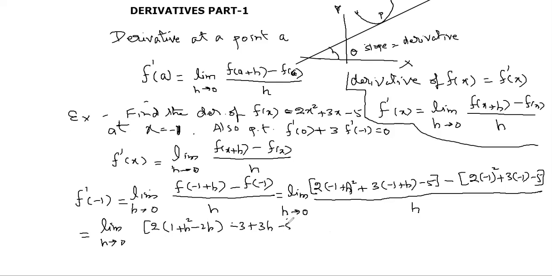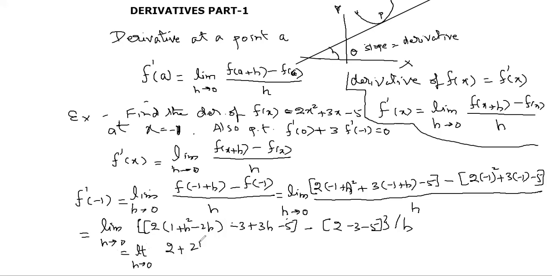And minus 5 as it is. Minus 2 into minus 1 square, 1, 3 into minus 1, minus 3, minus 5, and divided by h, whole divided by h. Now limit h tending to 0. You can further solve it.